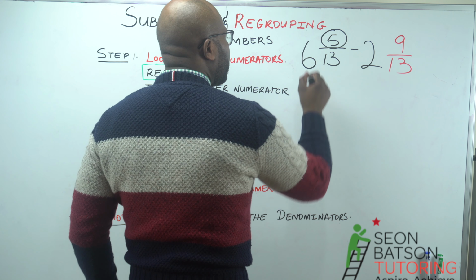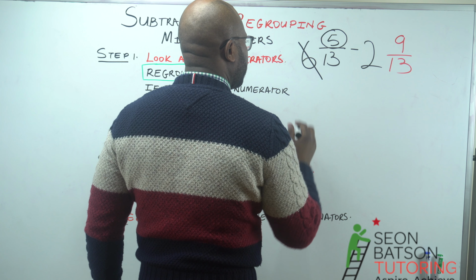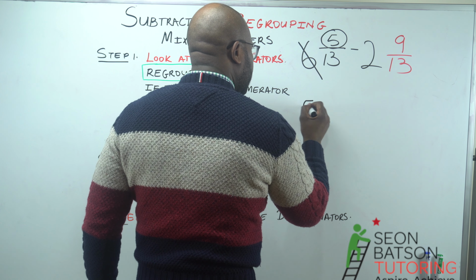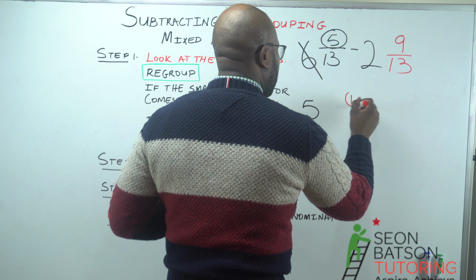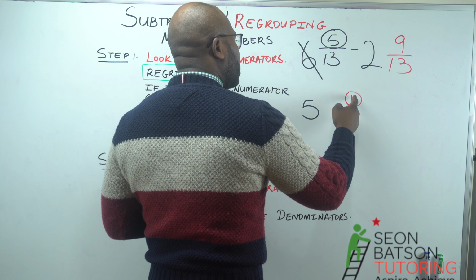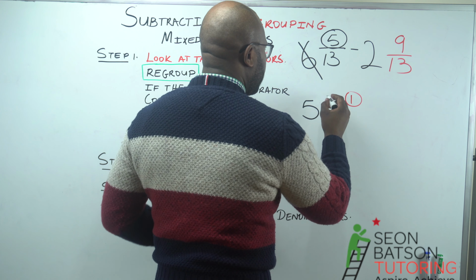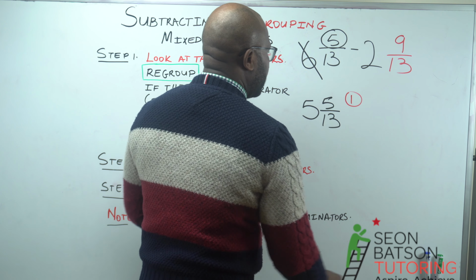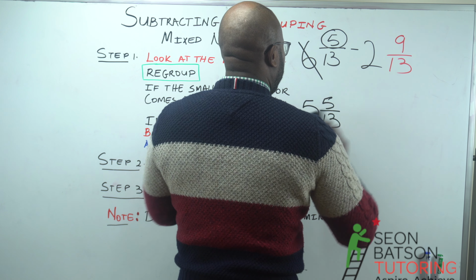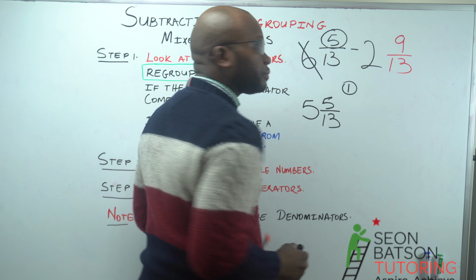To regroup, simple. Take 1 from the 6. 5 is left. Yes? Now, what happens to the 1 that we borrow? The 1 that we borrow, we will add it on to this fractional part here to make the numerator 5 bigger. Yes?